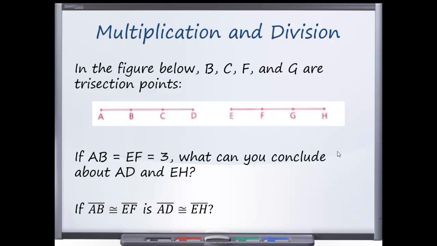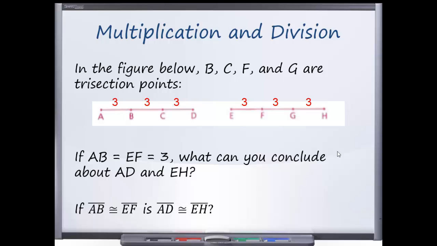We have some similar properties for multiplication and division. If we look at the figure below, we know that B, C, F, and G are trisection points. Well, that's given to us. So trisection points, remember, divide segments or angles into 3 congruent parts. Okay, so if we know that AB and EF have equal measures and those measures are 3, what can we conclude about the overall segment? Well, if those are trisection points, that means that each portion of that segment is 3 units long, so the overall segments are 9 units.